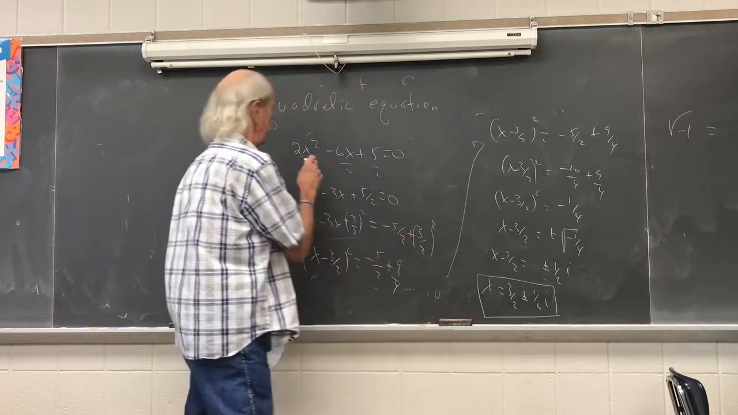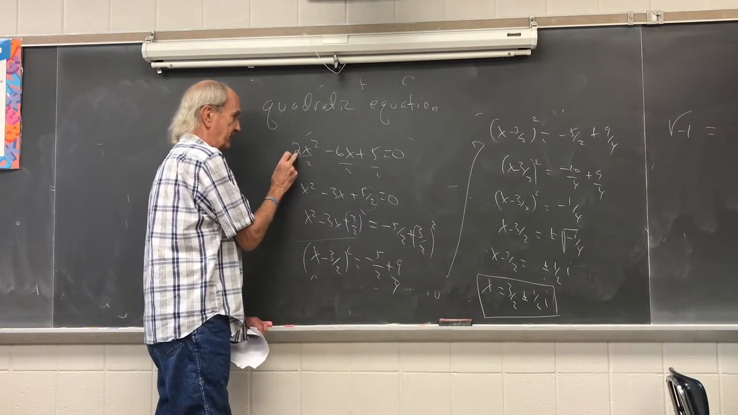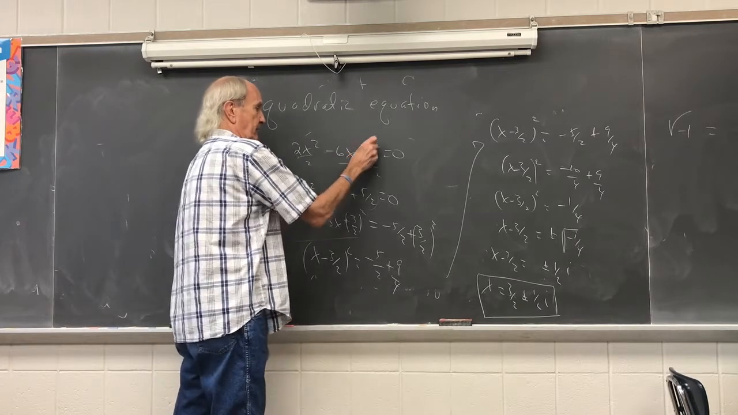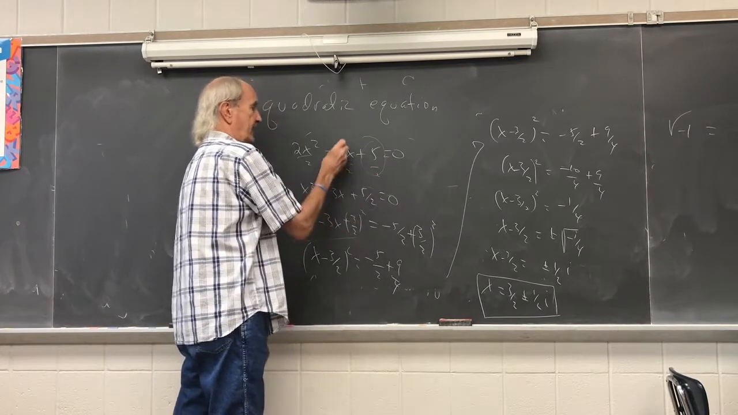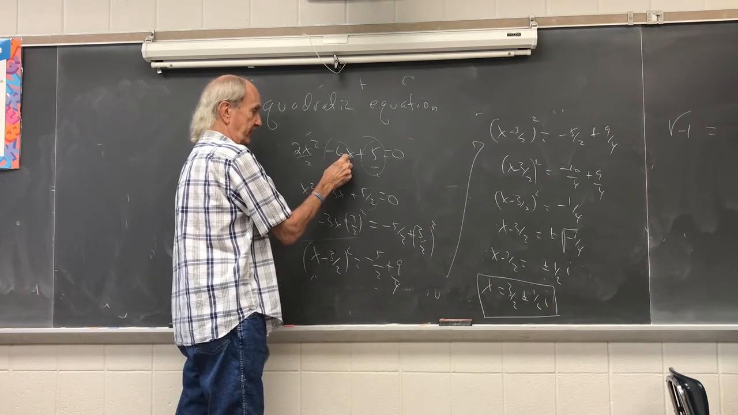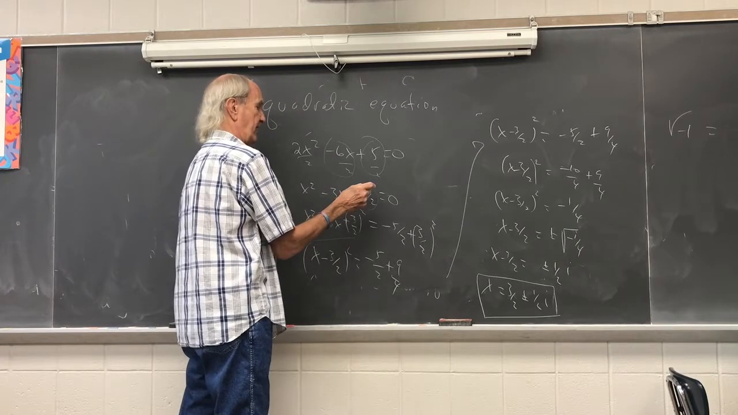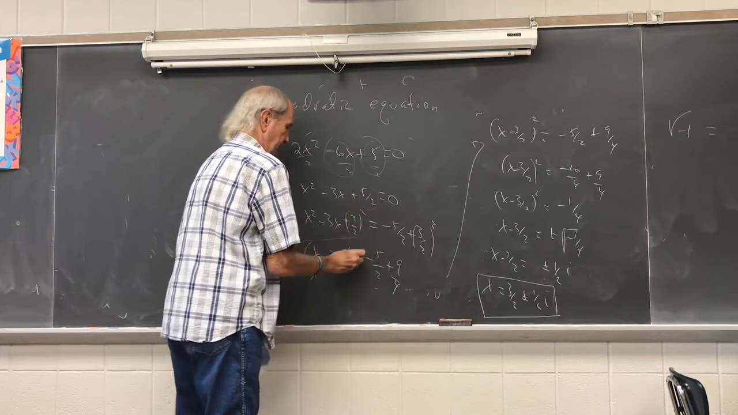So the trick is to make the numeric coefficient positive 1, so we divide it through by this. Take the constant term, move it to the other side. Take 1/2 of the numeric coefficient of the x term and square it. 1/2 of this, square it and add it to both sides. Perfect square trinomial, solve for x.